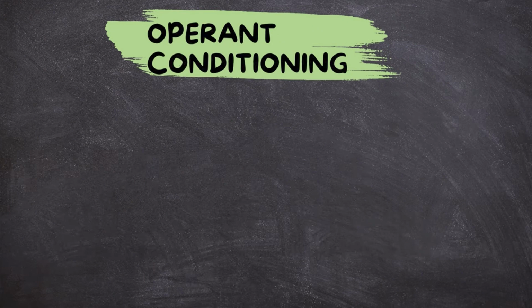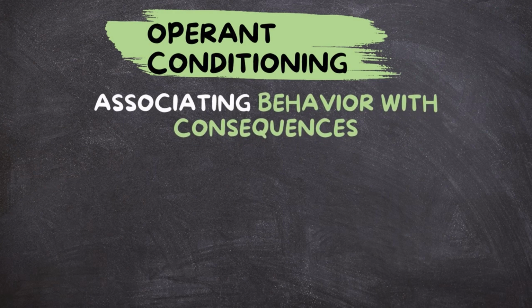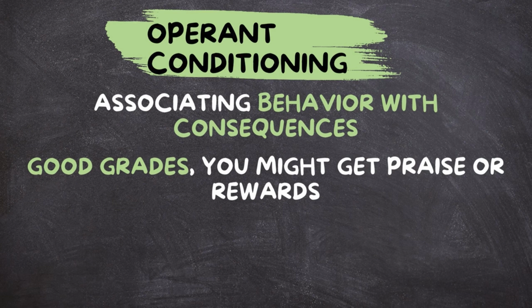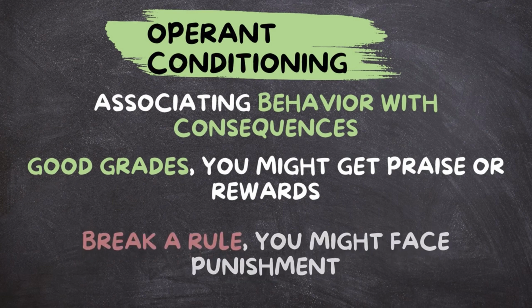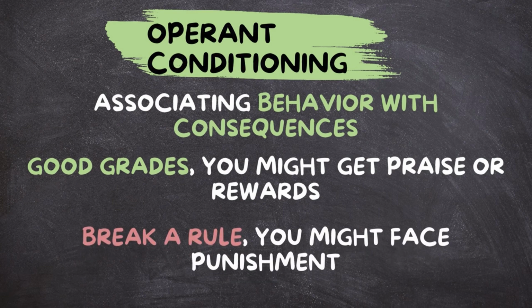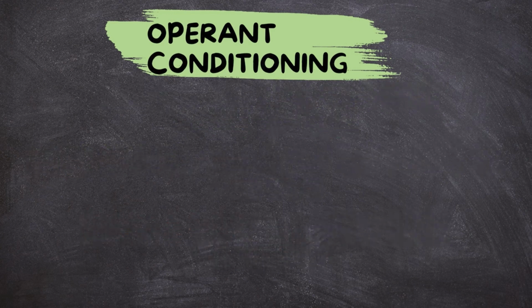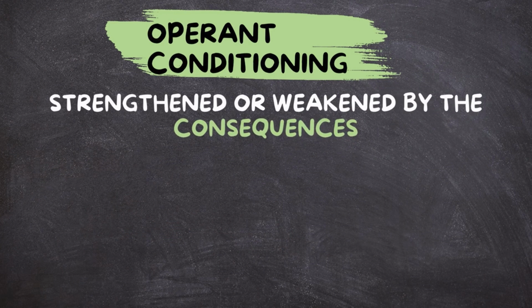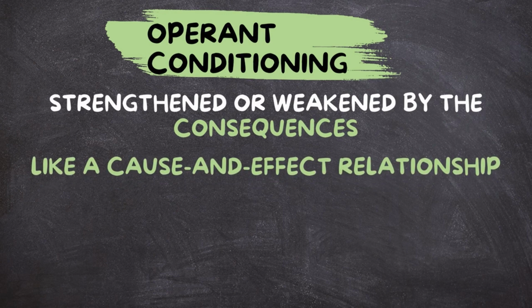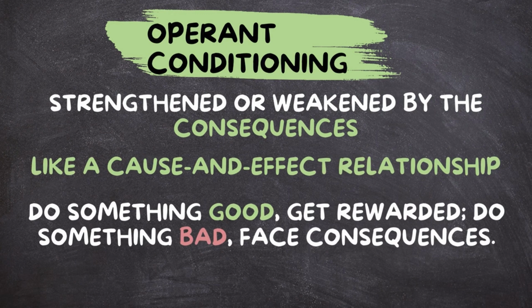How operant conditioning works. Operant conditioning, on the other hand, is about associating behavior with consequences. If you get good grades, you might get praise or rewards. If you break a rule, you might face punishment. This process involves reinforcement and punishment to encourage or discourage certain behaviors. In operant conditioning, behaviors are strengthened or weakened by the consequences that follow them. It's a bit like a cause and effect relationship. Do something good, get rewarded. Do something bad, face consequences.